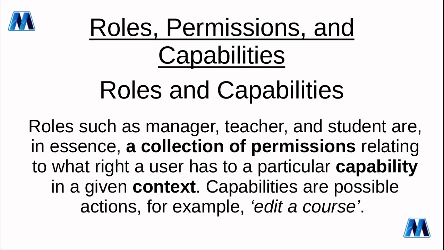So now we'll look at roles, permissions, and capabilities. So roles such as manager, teacher, and student are in essence a collection of permissions relating to what a user can do in a given context. So the capability is an action, sort of edit a course, delete a course, etc. And the context is in which context the capability is valid.